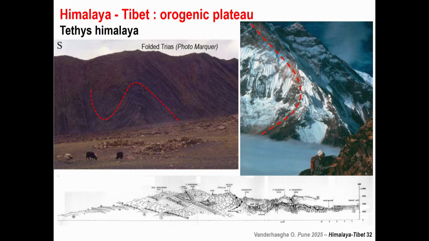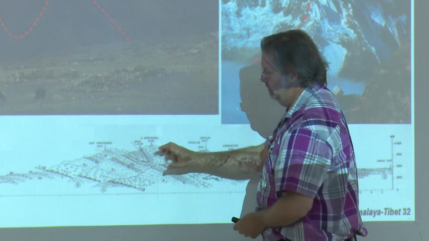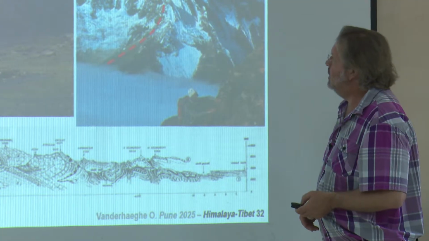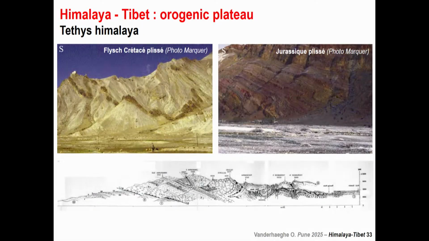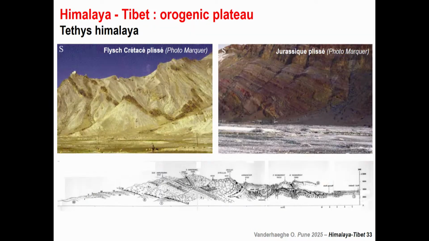So that's the South Tibetan detachment. And on top, you see that there is also shearing top to the north, and the folds are consistent with shearing top to the north. So it's also consistent with the South Tibetan detachment. Other examples of that are in the flysch or the turbidite, Cretaceous, Jurassic. That's probably this part.